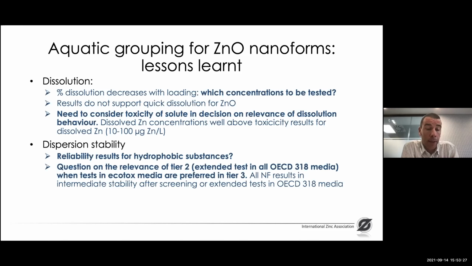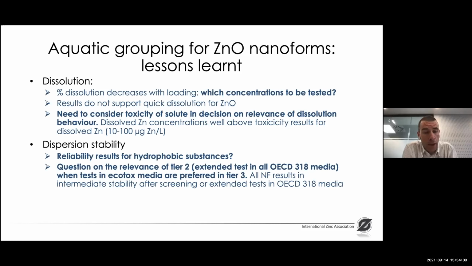Then dispersion stability. As I showed, we have some doubts on how to interpret the reliability of the results for hydrophobic substances. And we also have some doubts on the relevance of tier 2, the extended test in all the standard OECD 318 media, because for our cases and the 28, or at least 17 examples tested, it all gave the same results, except for one that shifted from stable dispersion to intermediate dispersion.